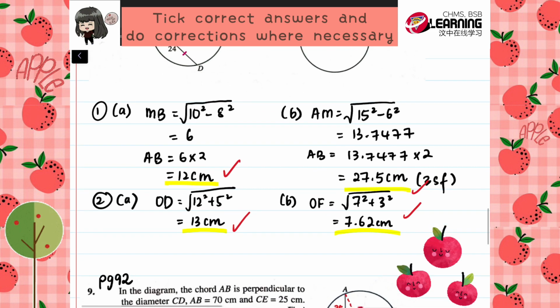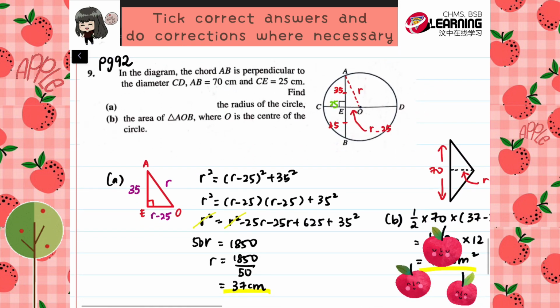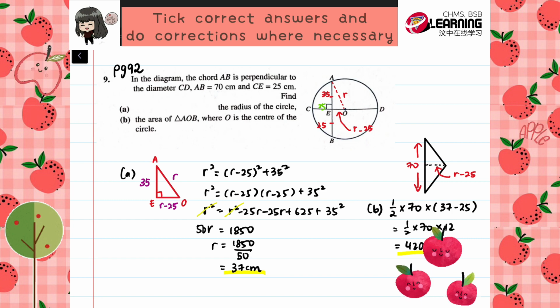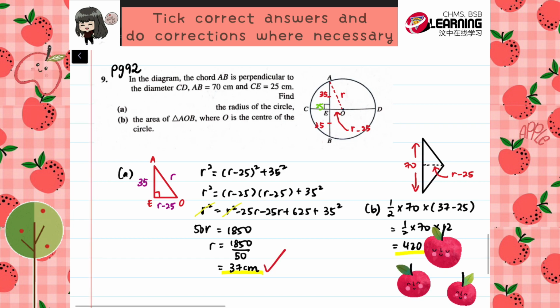I think most of you got the answers. Number 9, AB will be 37. I think this one is no problem for you also. And then B is 420.